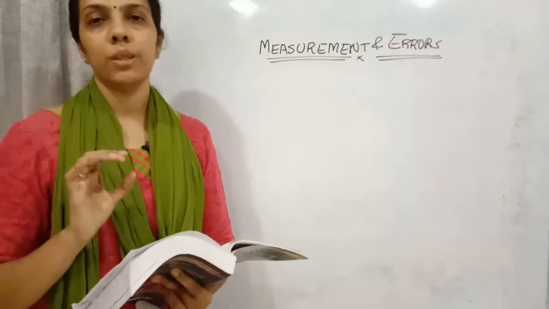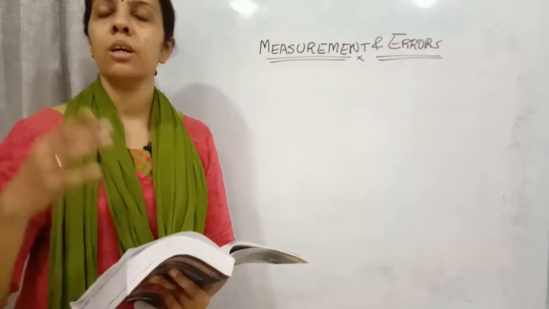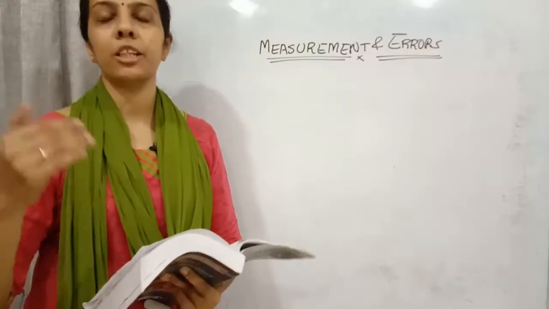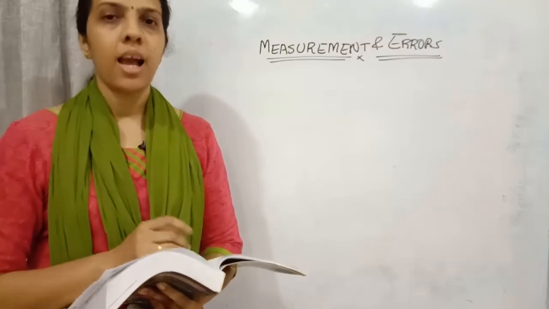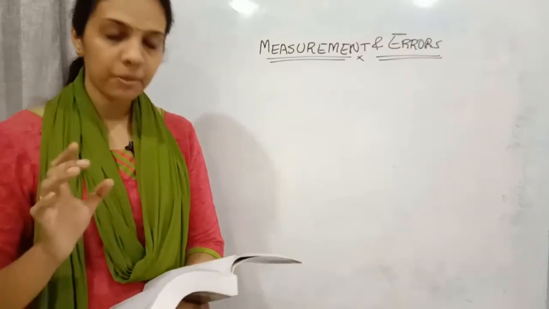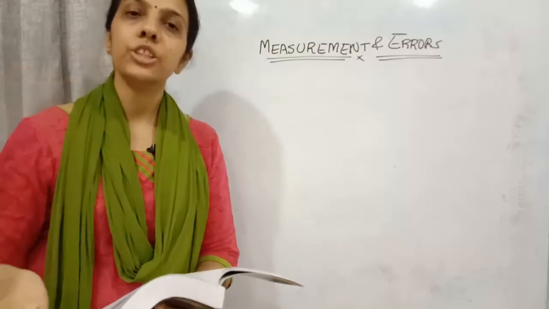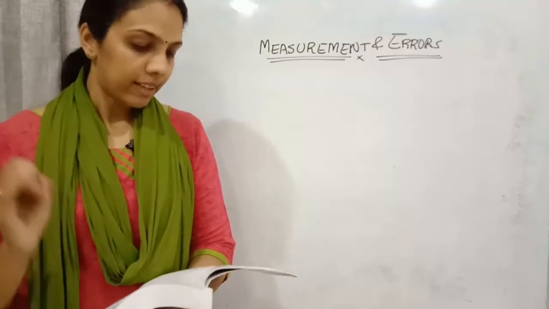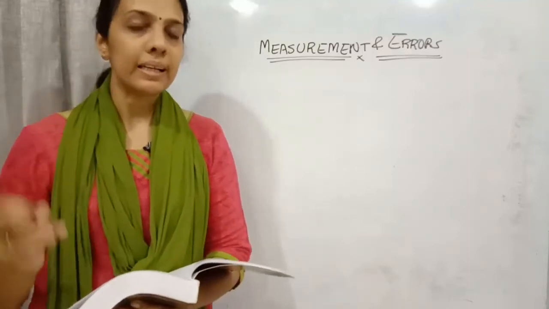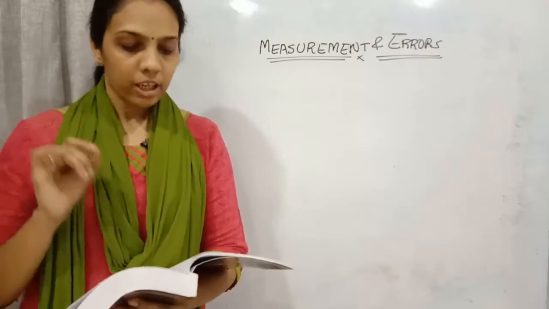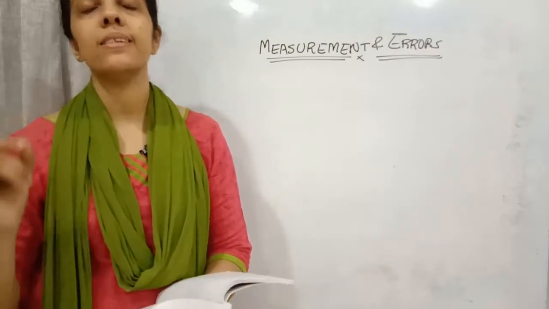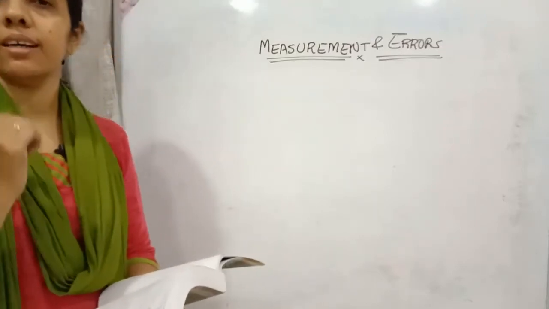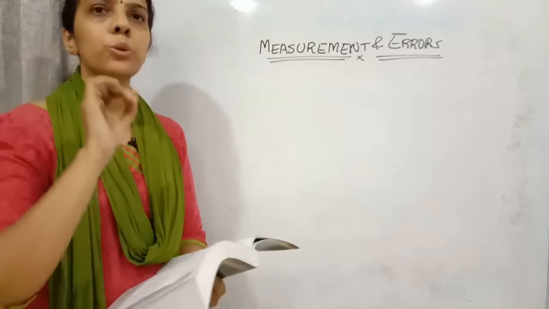And the next option will be: both assertion and reason will be true, but reason is not the correct explanation for the assertion. The next option will be C: the assertion is true, but reason is wrong. Then assertion is false, reason is true. And if both assertion and reason are false. These are the options which can come in the exams in the assertion reason type. So you can check.